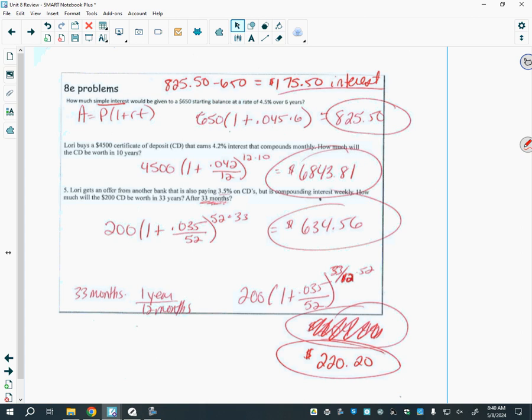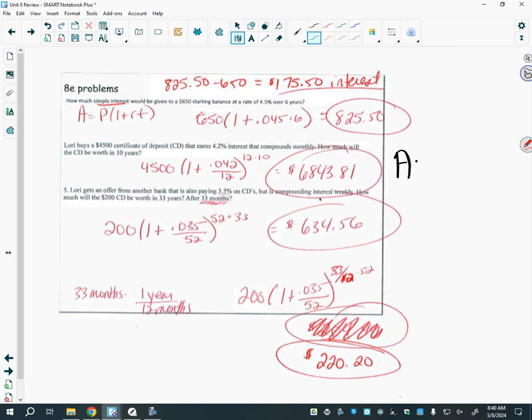And then the other two problems are compound interest. And remember that compound interest is A equals P times 1 plus R over N to the NT power. If you don't know what those letters mean, write it on your piece of paper. N is the number of times it's compounded. T is the time in years.